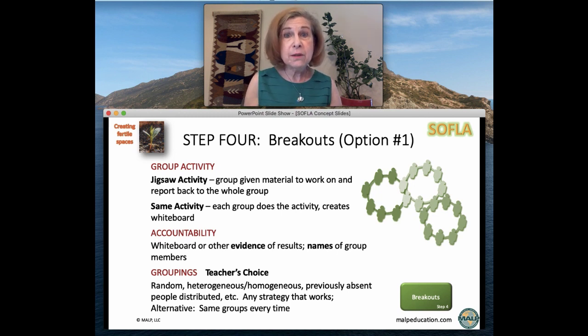Well, you can do the jigsaw, where each group does something slightly different. And then when they report back, they've done something different. Or they can all be doing the same activity, and you can think about how they did it differently or in the same way. The important thing here is to build in accountability.